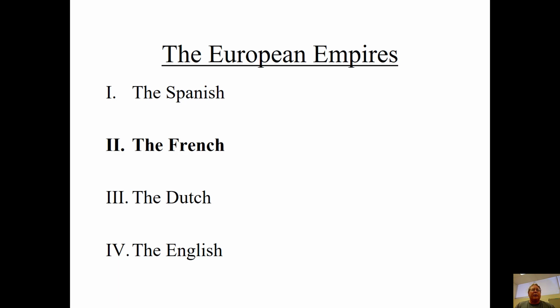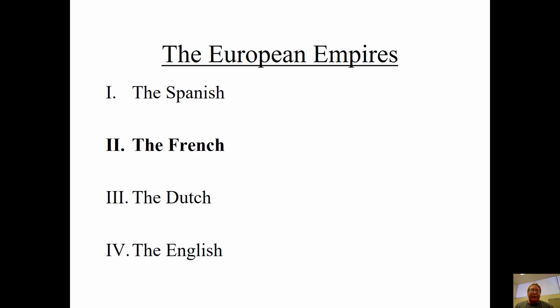So we're going to take a look at how the French pull off building their empire, and if they follow the same route, the same plan as the Spanish do. Again, keep in mind, the Spanish create a template. This is how you can do it, right?